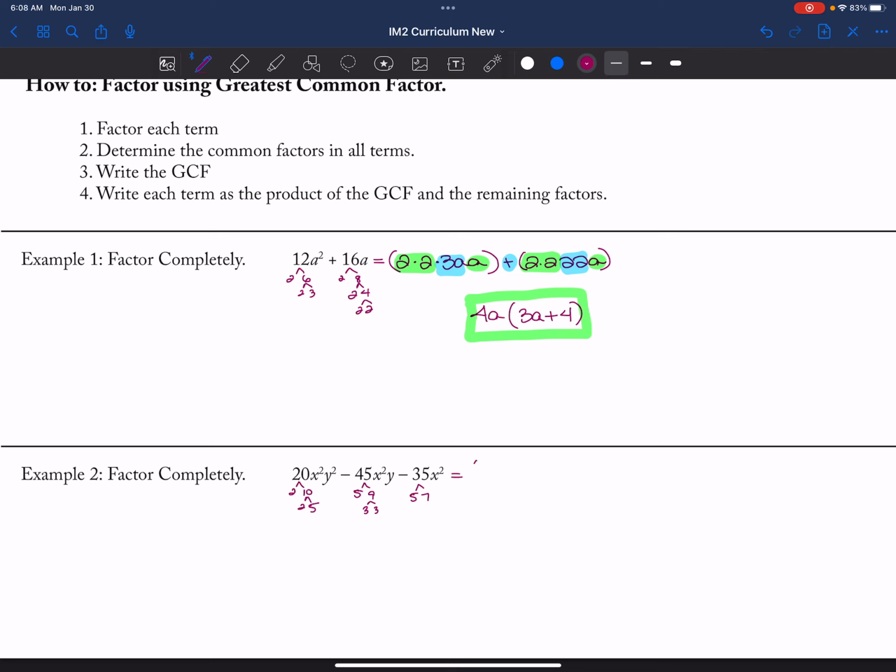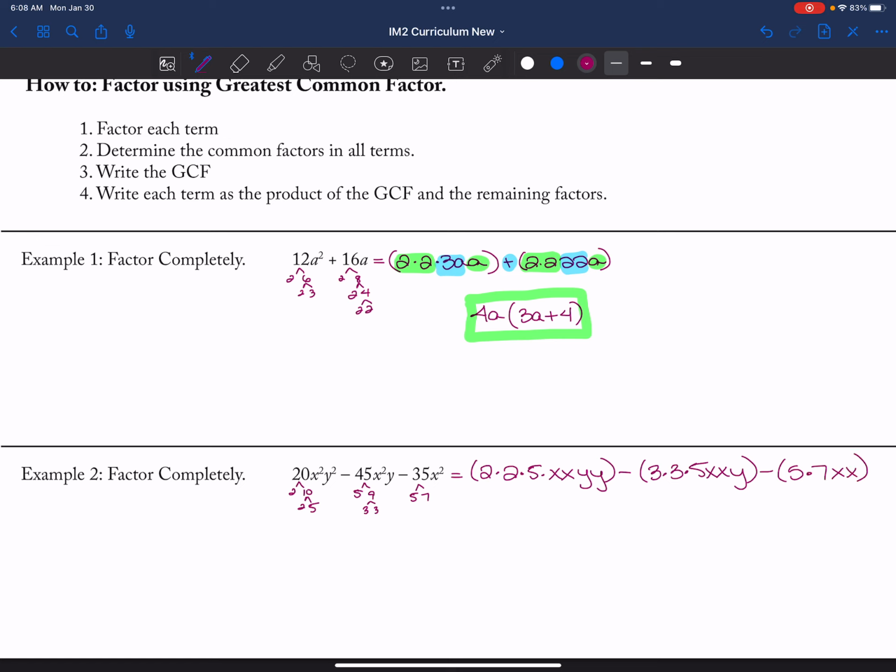So I have my 3 sets of parentheses now. So this is 2 times 2 times 5 times x times x times y times y. That is my first term of 20x squared y. Then I have minus in the middle. My 45 is 3 times 3 times 5 times x times y, because I have an x squared y. And then minus my 35x squared is 5 times 7 times x times x.